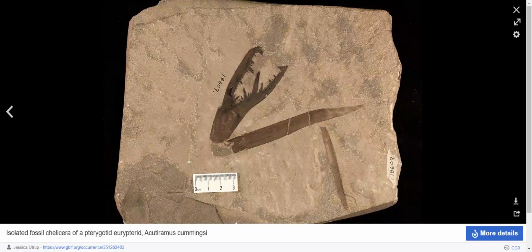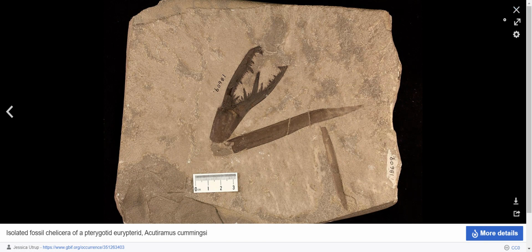Isolated fossil chelicera of a pterygotid eurypterid, and that's the type. And then the name is Acutiramus cummingsi. Man, names.